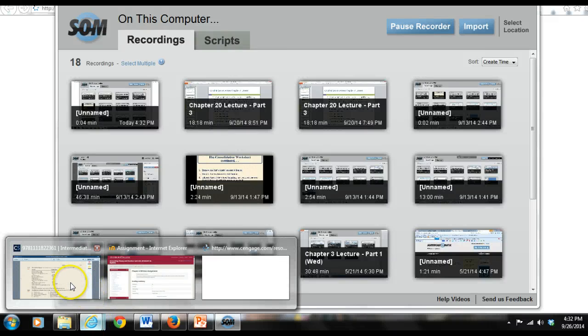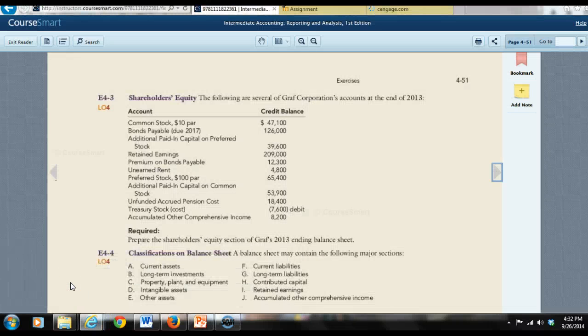We're going to go over some problems on this lecture. We're going to start with problem E3 on chapter 4, page 51. Basically here, they want us to create a shareholders' equity section, that one portion of the balance sheet. We're going to take a look at this information, and as you can see, it provides information on common stock and bonds payable.